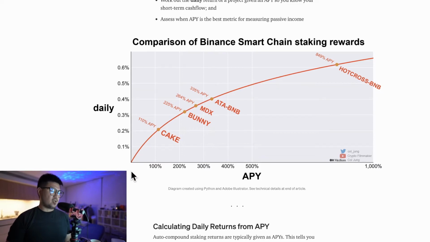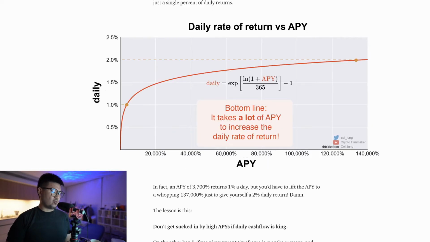So here we have a graph that goes up to 1000% APY. Allow me to zoom out 100 times. Okay, and then we end up with the graph down below in the article, which goes to above 100,000% APY. And look at this, right? Look at this. The effect is much more prominent. In fact, it looks like the daily rewards saturate.